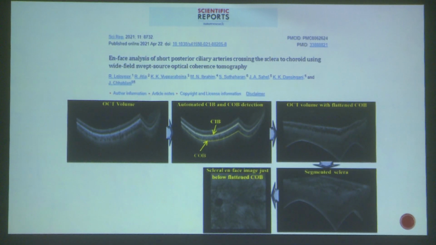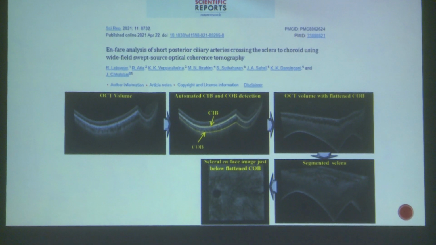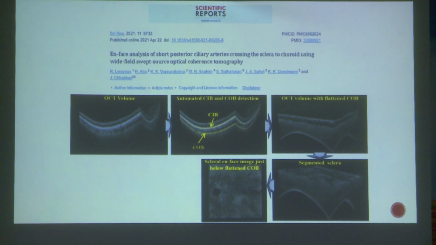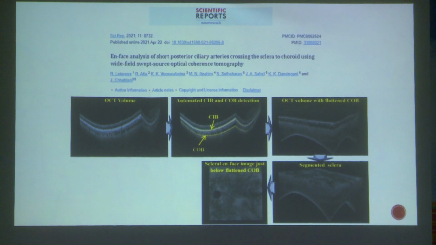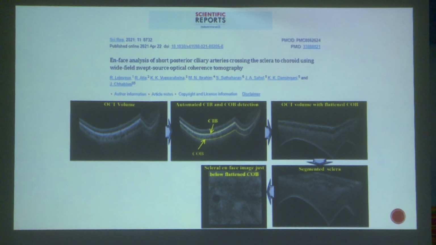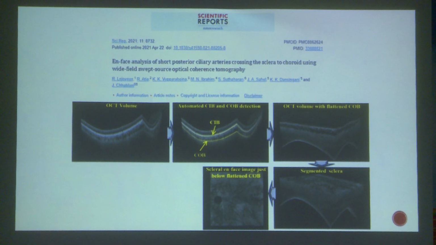This is just a snapshot of our previous work in which we reported and validated the algorithm which is used in the current paper. On the left side, we see an OCT volume scan. From there, the software could detect the choroidal inner boundary and the choroid outer boundary. Subsequently, flattening of the choroidal outer boundary was done, and with that, we could obtain the scleral en-face images just below the flattened choroidal outer boundary.